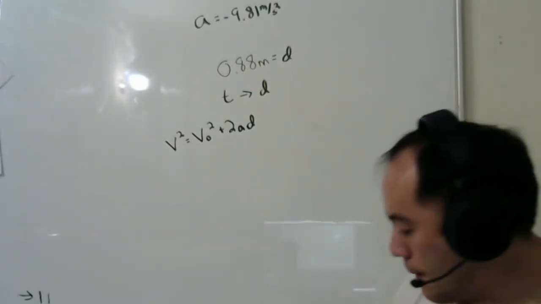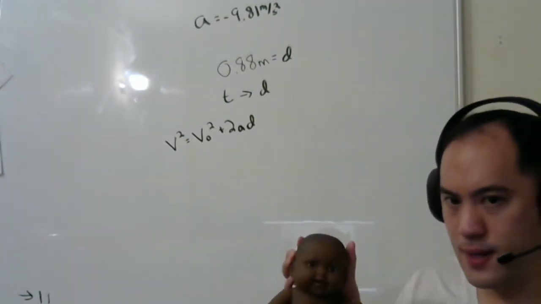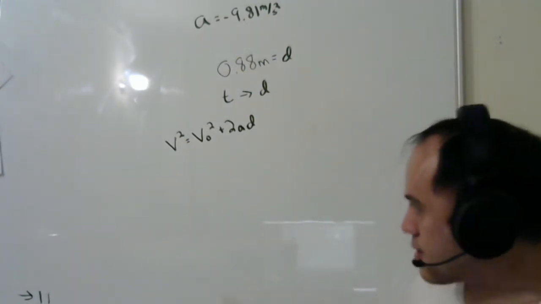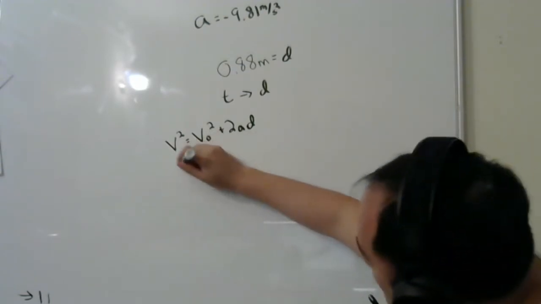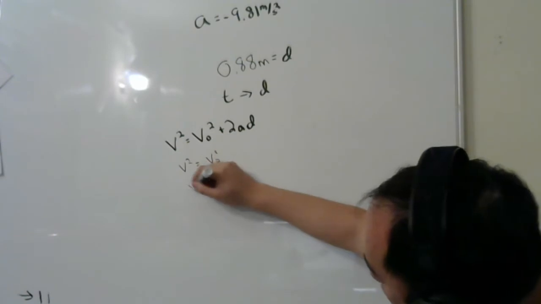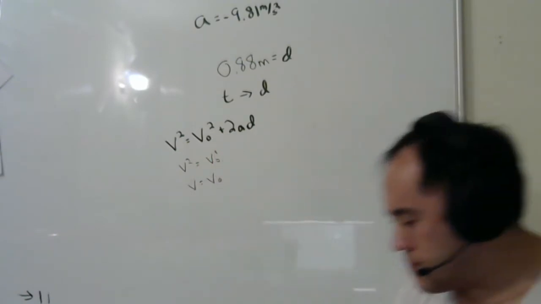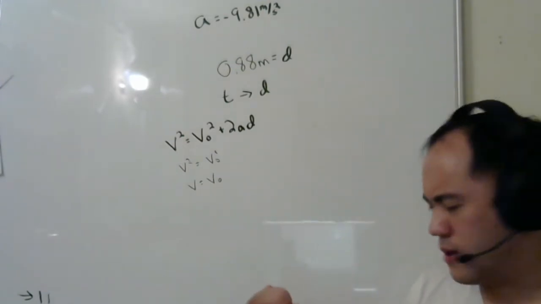Daisy, are they the same? I think so. Yeah, because if d is 0, v squared equals v naught squared, so v equals v naught. Does that seem right? No. Why not, Hazel?